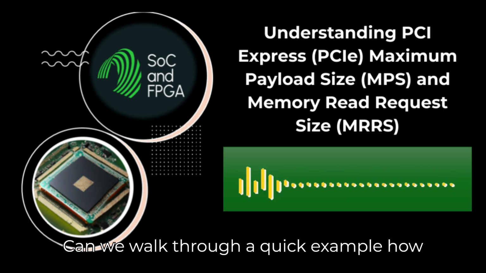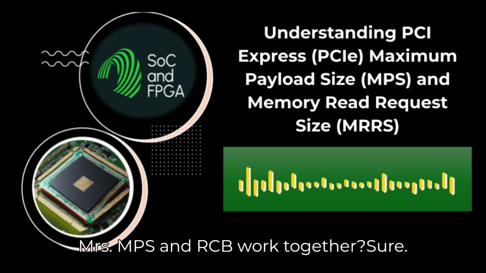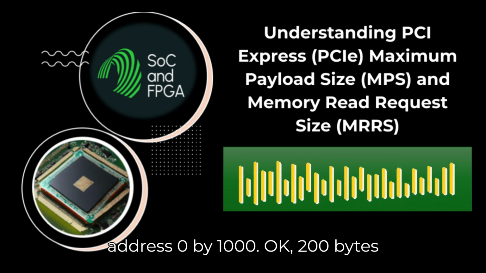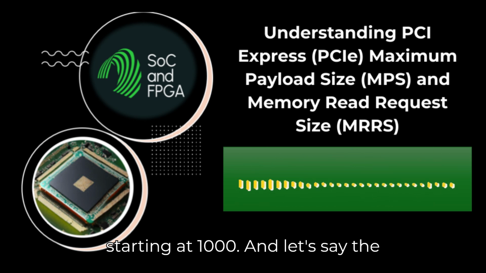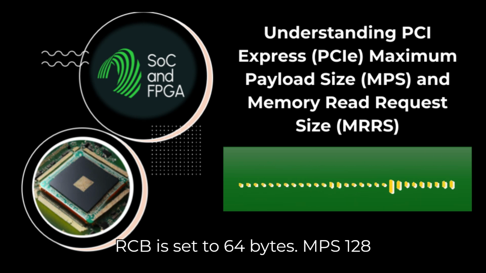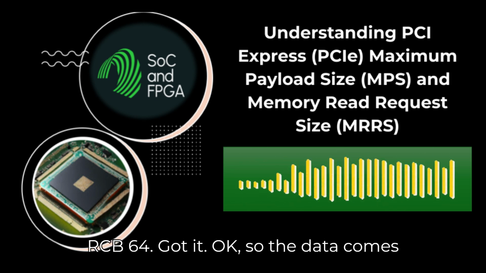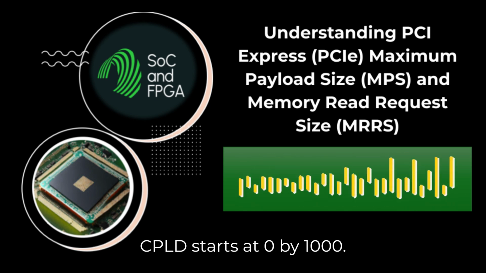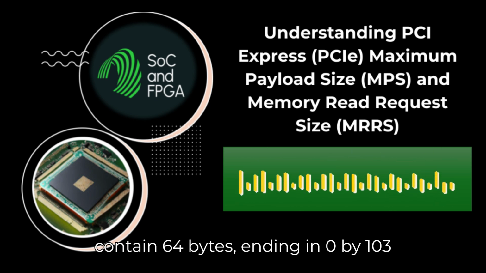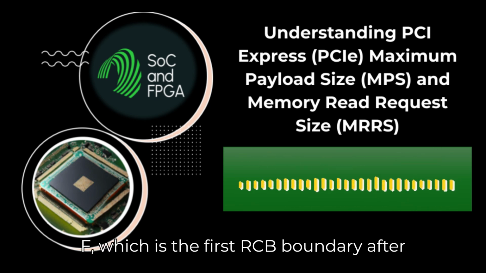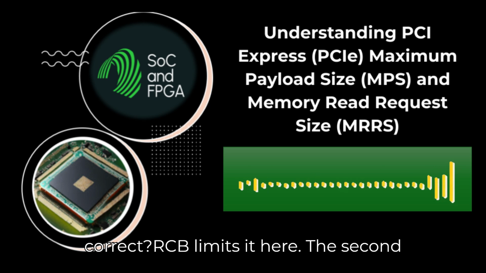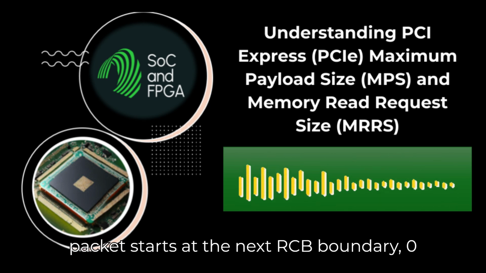Can we walk through a quick example of how MRS, MPS, and RCB work together? Sure. Let's say you use your MRS to request 200 bytes of data, starting at memory address 0x1000. Okay, 200 bytes starting at 0x1000. And let's say the system's MPS is 128 bytes, and the RCB is set to 64 bytes. MPS 128, RCB 64. Got it. Okay, so the data comes back like this. The first return packet, CPLD, starts at 0x1000. Since the RCB is 64 bytes, it can only contain 64 bytes, ending at 0x103F, which is the first RCB boundary after the start. Even though MPS was 128. Correct. RCB limits it here. The second packet starts at the next RCB boundary, 0x1040.